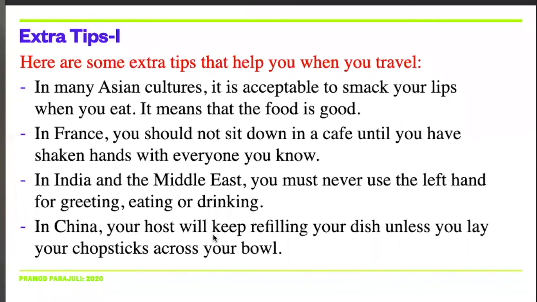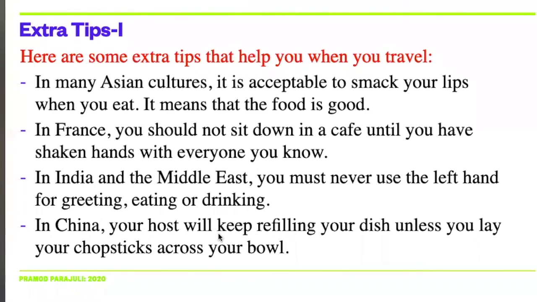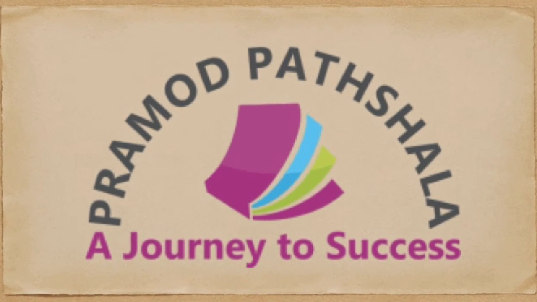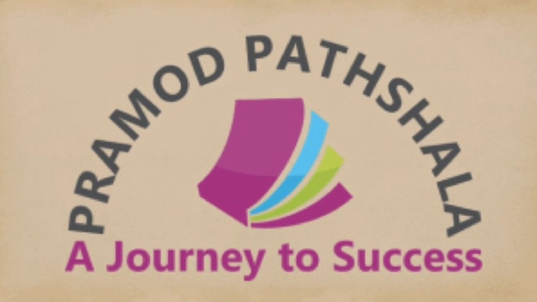But as long as the chopsticks are in your hand, the host or your friend who is receiving you will think that you are still in need of some food. Therefore, you have to keep your chopsticks across the bowl, and only then will he or she understand that you have been full.